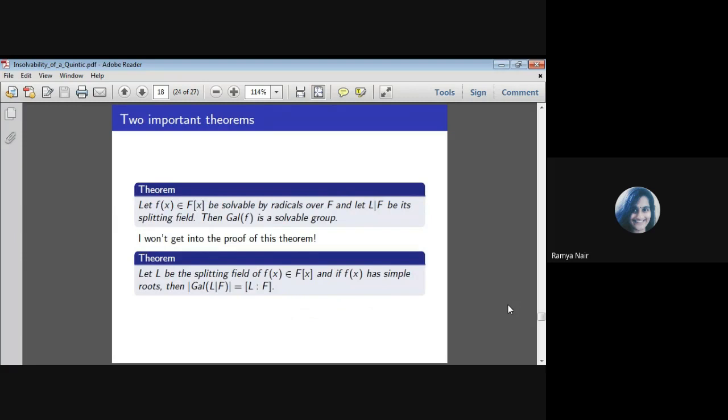And there is this other result which talks about the number of elements in the Galois group. If f of x is a polynomial and L is the splitting field, then the cardinality of that Galois group is equal to the dimension of L over F as a vector space. These are two results that I'm going to be using in what I'm about to say next.